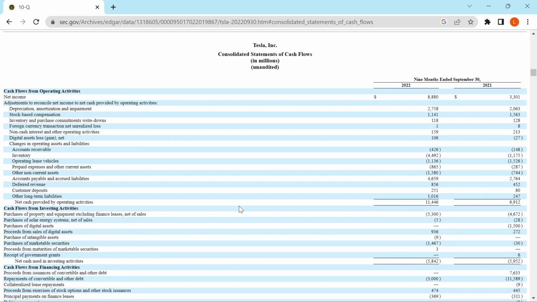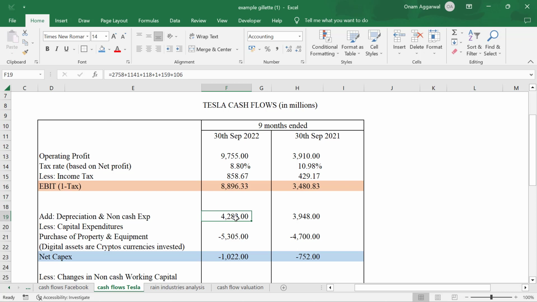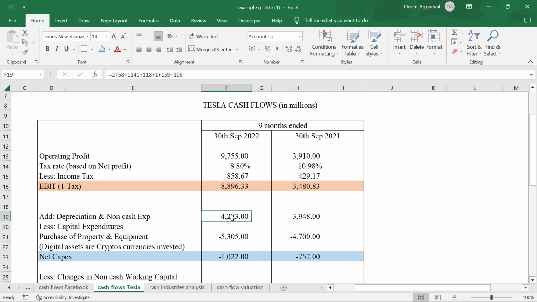Now the next thing, very simple, we take non-cash expenses. For the non-cash expenses, we go to the statement of cash flows. We take depreciation, stock-based compensation, inventory purchase commitment write-downs, foreign currency translation, net unrealized loss, non-cash interest, and in the operating activity, digital assets, loss or gain or net. You know what the digital assets are? Investment of Tesla in Bitcoin. Cool, right? So these things have been added back. In the previous year, it was 3948. So it's around $4.2 billion and this is $3.9 billion.